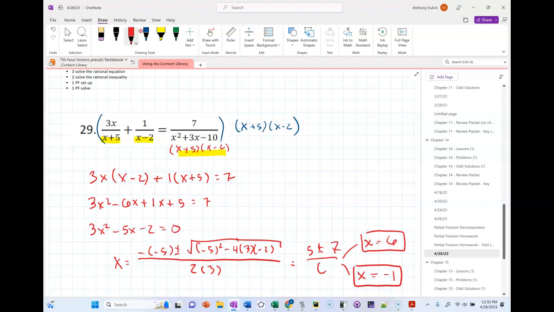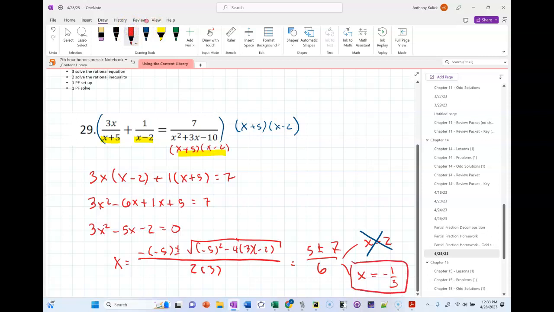That's supposed to be a 6 there, right? So 5 plus 7 is 12, divided by 6 is 2, and then that's negative 2 over 6, so that's negative 1/3. Thank you, Diego. And now x equals 2 is extraneous, right? Because that would give me a 0 denominator. My apologies, CJ. 2 times 3 is 2, apparently.